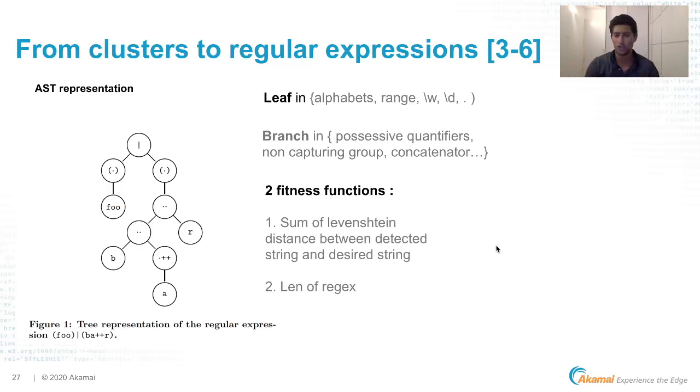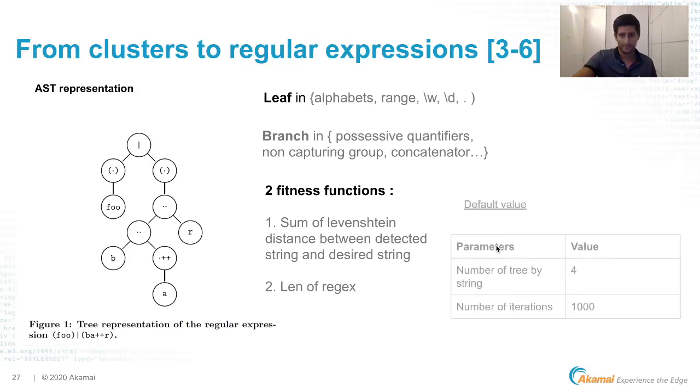The two fitness functions are the sum of the Levenshtein distance between detected strings and the desired string, which we want to minimize, of course, and the length of the regex. The shorter the regex, the better. I put here the parameters that they used, that we took, and that worked well in our case, in case you want to reproduce.